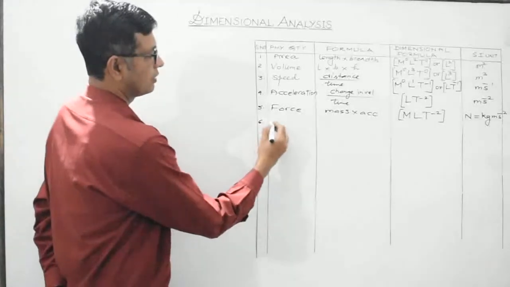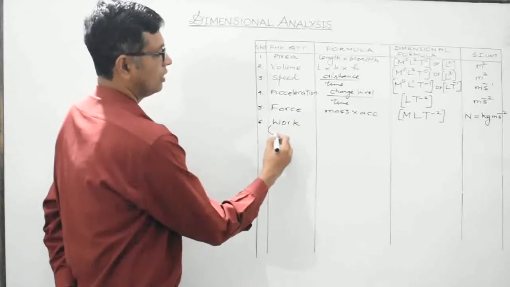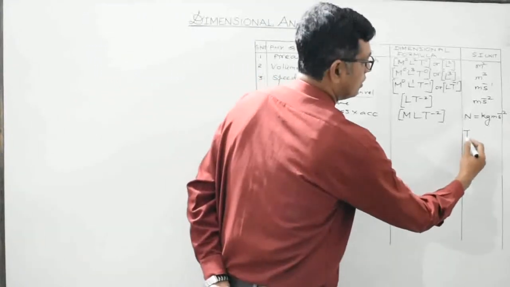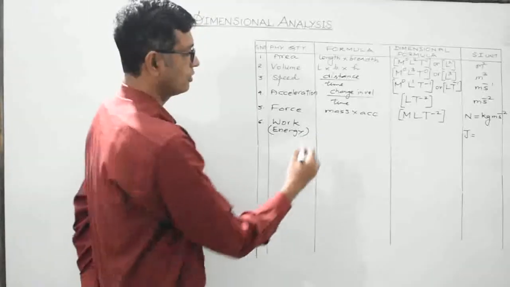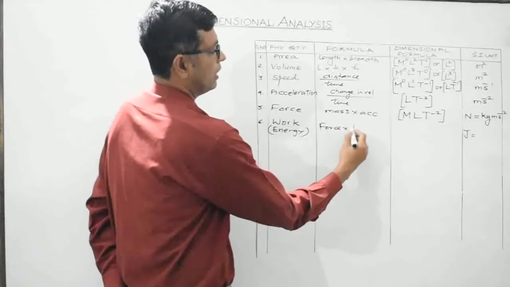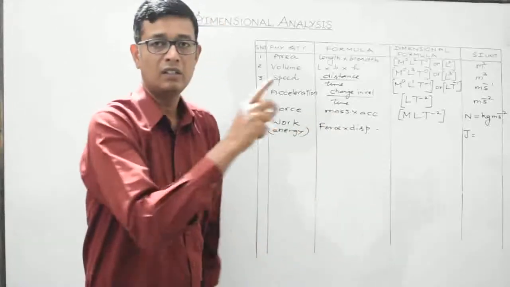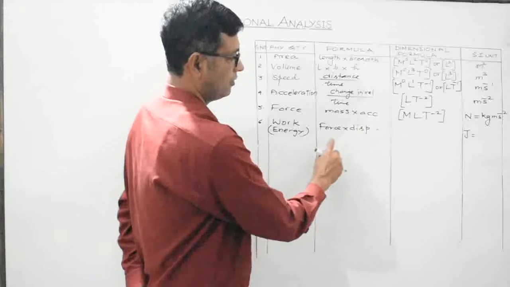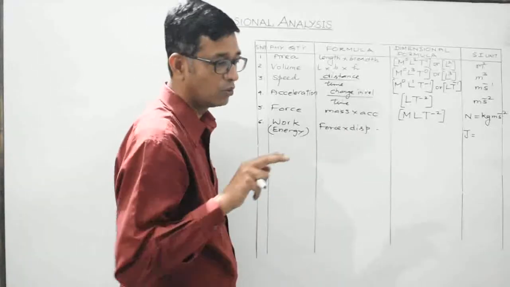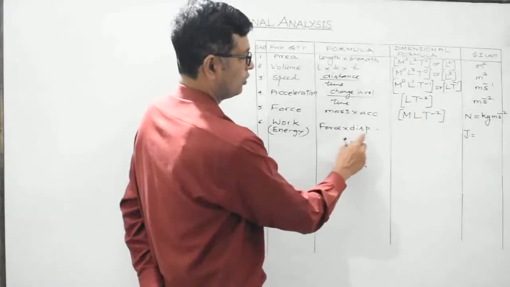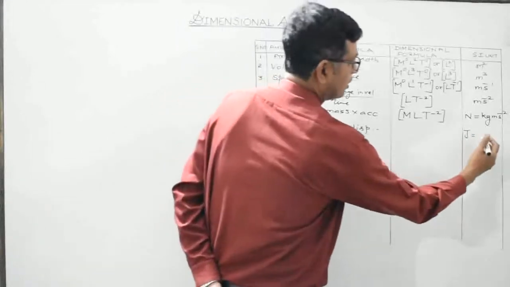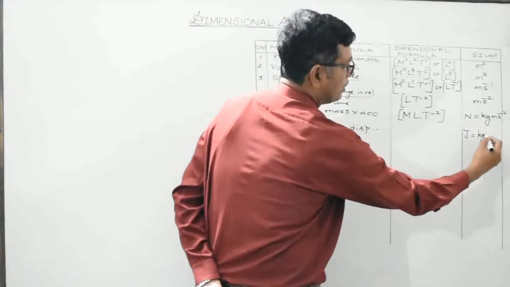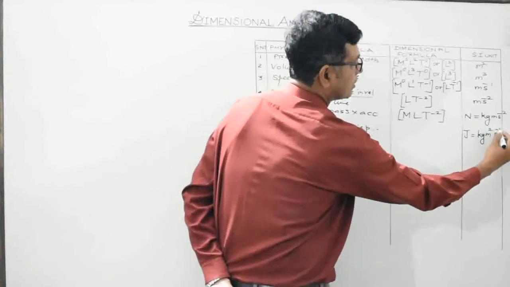Right? Next, suppose work or energy. The SI unit is joule and its formula is force multiplied by displacement along the direction of the force applied. Then only this formula is valid. So F into displacement, only when the body moves along the direction of the force applied. So it is Newton meter. Joule is Newton meter. Newton is this multiplied by meter. So what do you get? Kg meter square per second square.